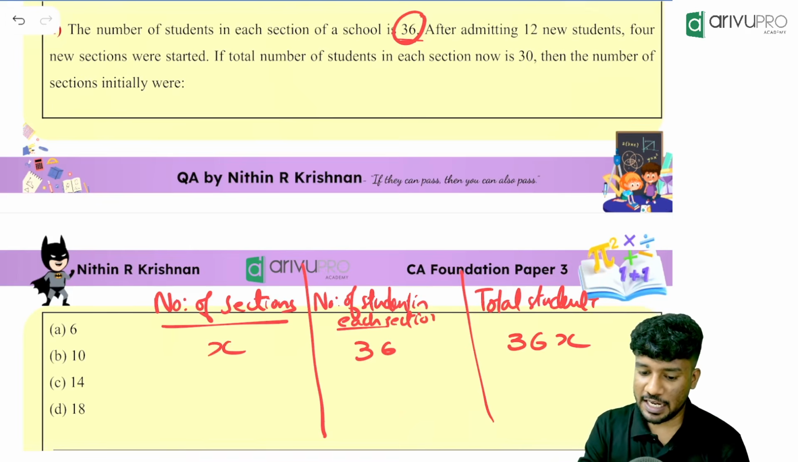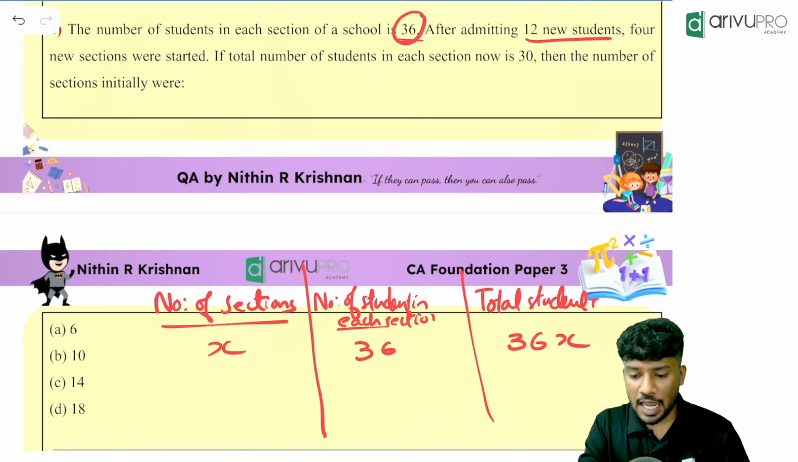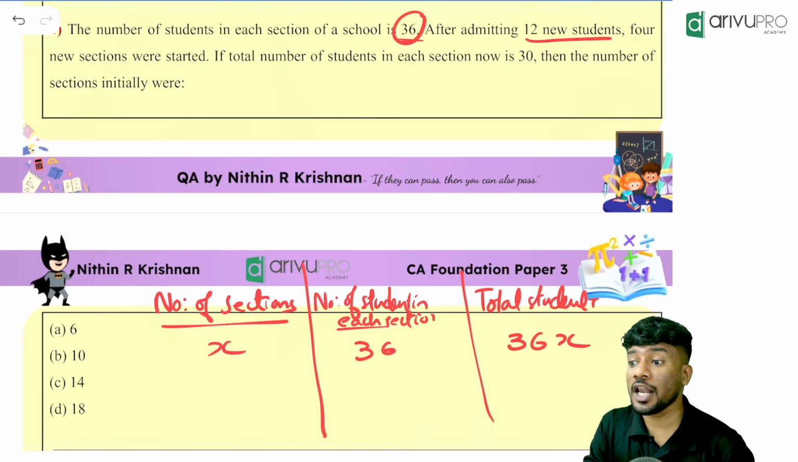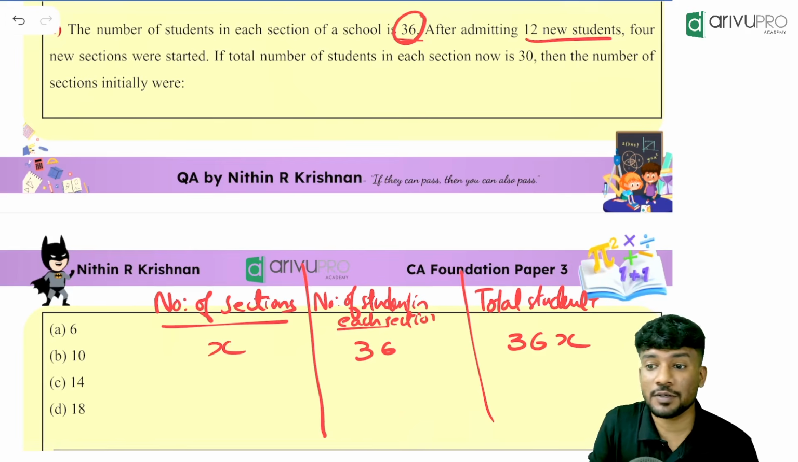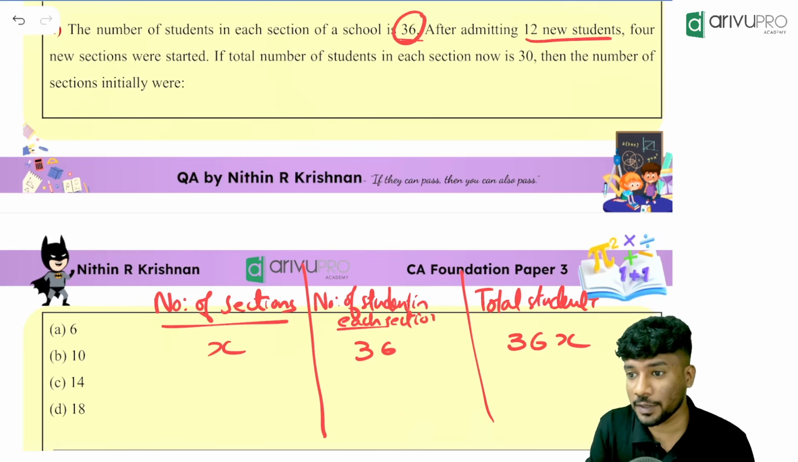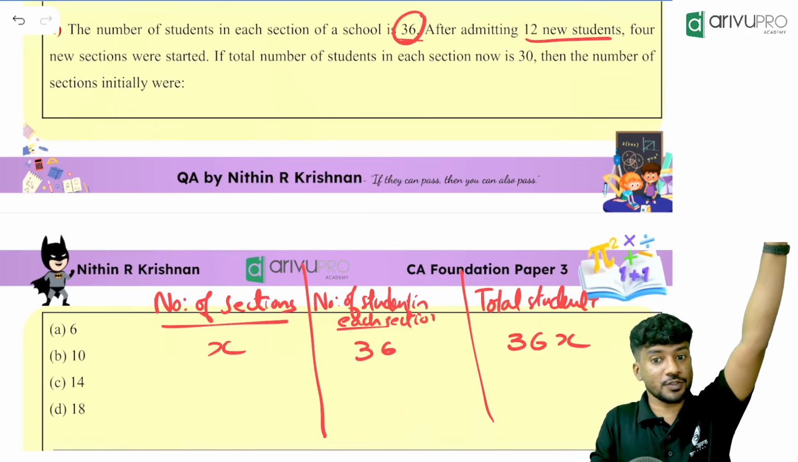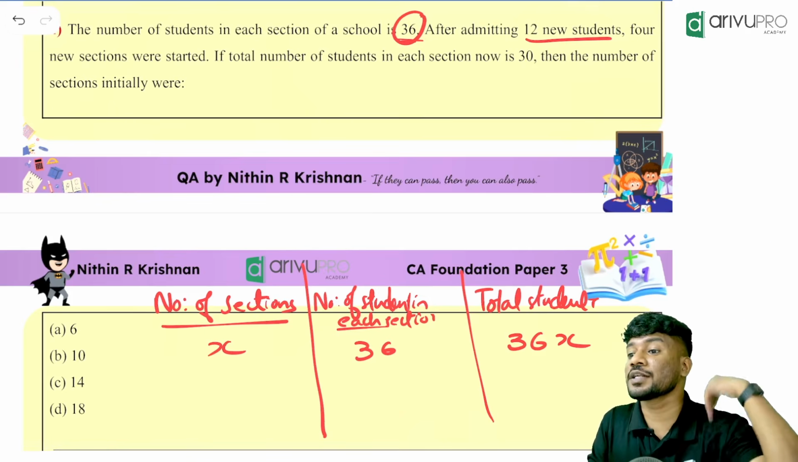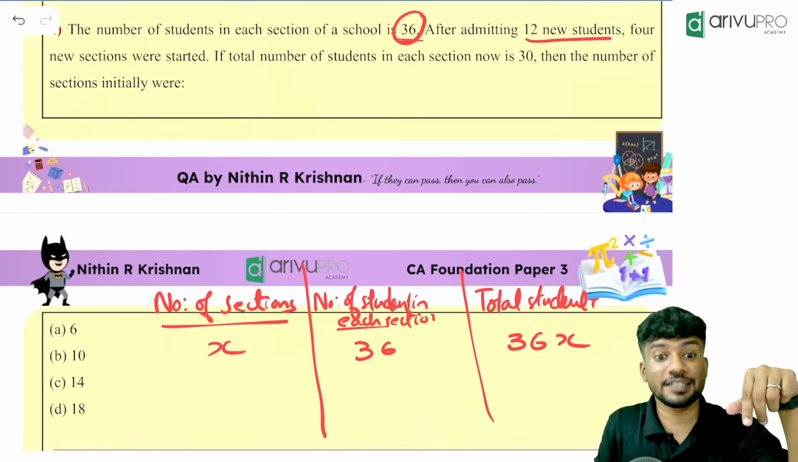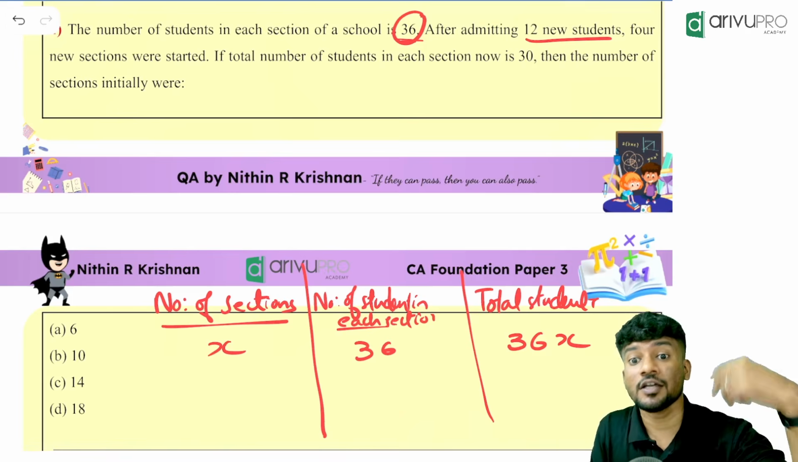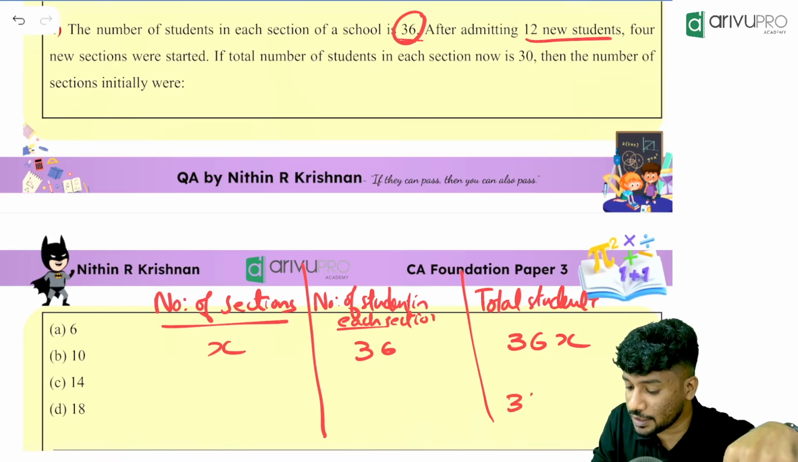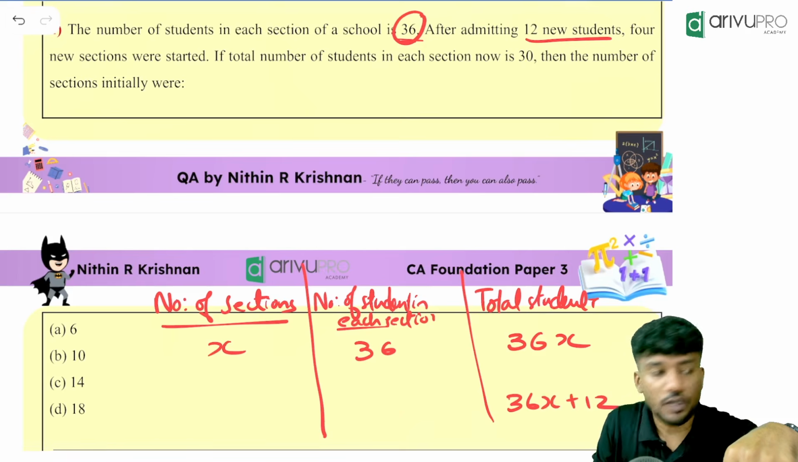When 12 new students are added, how many more students came into the picture? 12 more students. Then the total number will become what now? Initially, there were 200 students. To that, I added 12 students. Similarly, here there are 36X students. To that I am adding 12 more students. That is 36x plus 12.